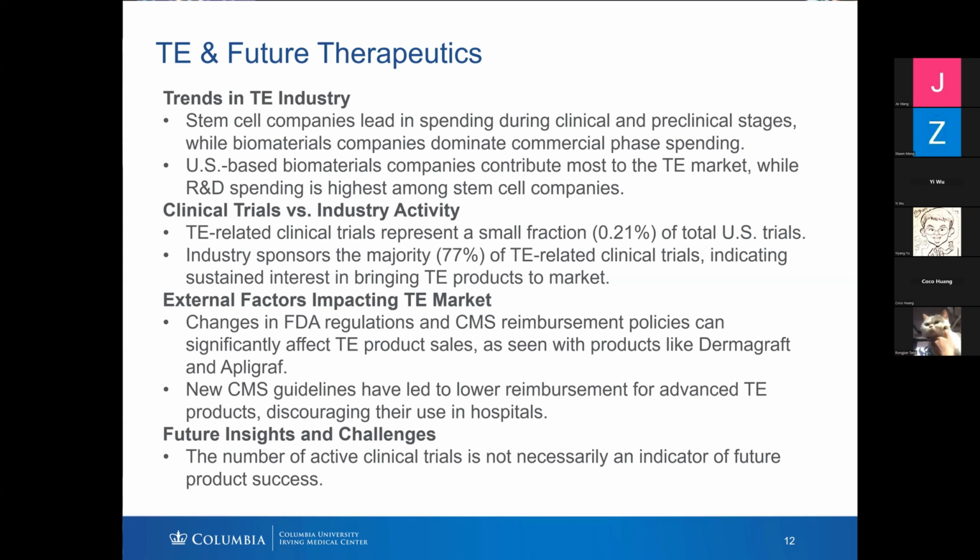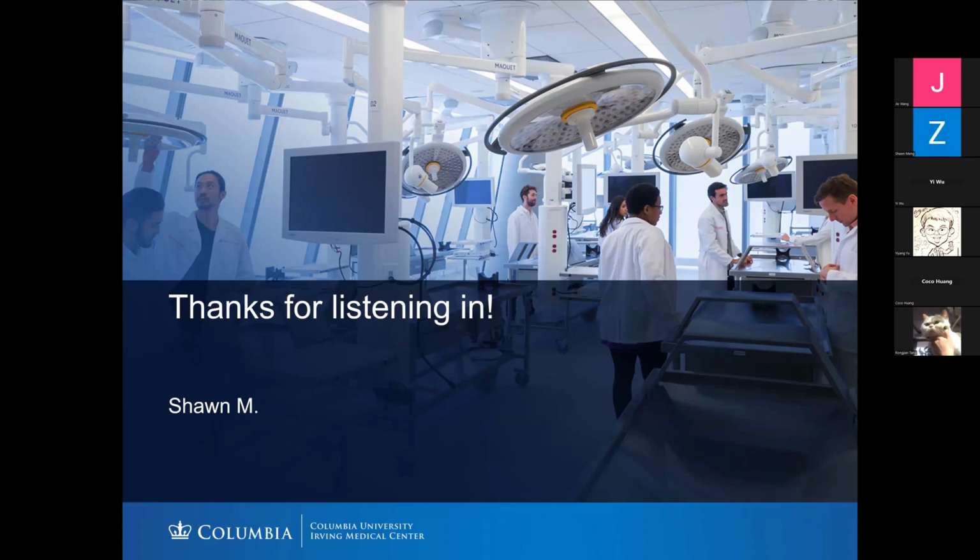But it's still important to note that the number of clinical trials doesn't necessarily predict the future market success of the TE industry. Continued analysis over time will be crucial in understanding why and how many TE products successfully reach the market and generate a heavy amount of revenue, with regulatory and reimbursement policies playing a critical role in their future success. So with that, thank you so much for listening. That has been me and the tissue engineering industry.